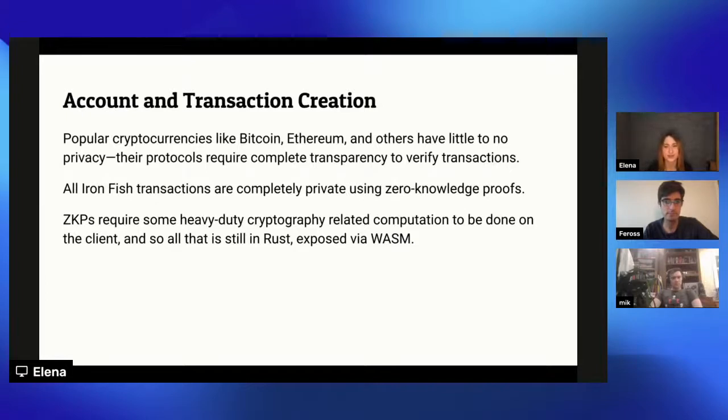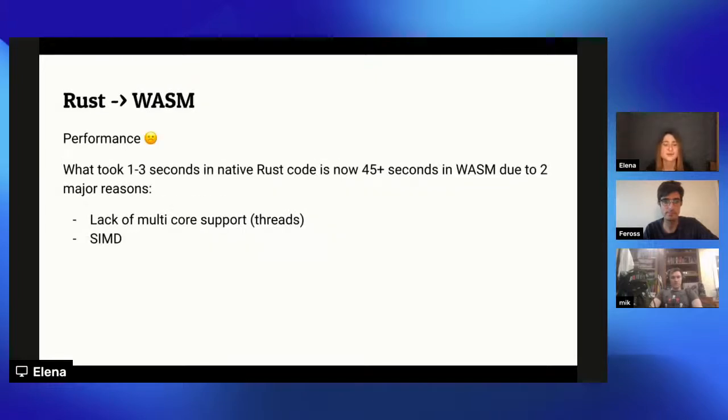And so we kept all of that still in Rust and we exposed it via WASM. I thought it was going to be a much easier process than it actually was, but it is very doable. So then what happened when we moved from Rust to WASM? The biggest hit that we saw was performance.